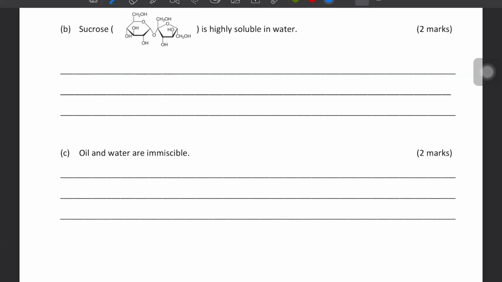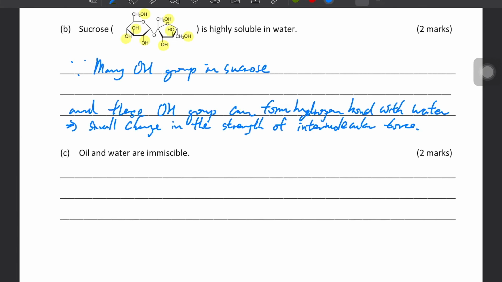The second one, this question is a bit tricky. Sucrose, for those non-biology students, here shows the structure of sucrose. Why is this highly soluble in water? I think all of you can figure out, because of the OH group, right? So let's write it down. First, we have many hydroxyl groups, the OH group, in sucrose. This is the first point. And these hydroxyl groups can form hydrogen bonds with water molecules.